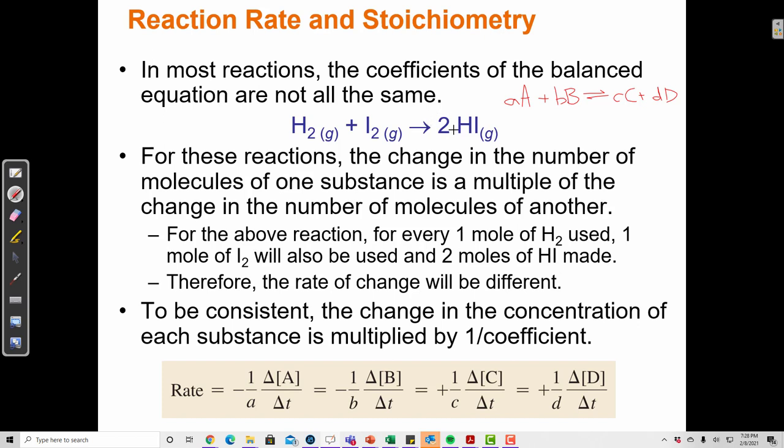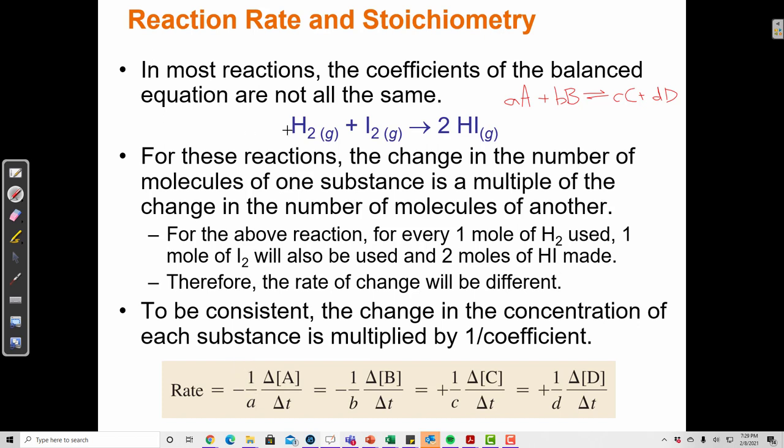So then we have products. 2 is the value of little c. That's the stoichiometric coefficient. That's what these lowercase letters are. So 2 is little c. And capital C is HI. And there is no second product, so there's no D in this one. So then the way to calculate, if I'm watching this chemical reaction change, and I'm watching the concentration of H2 disappear, this is how I would calculate that.